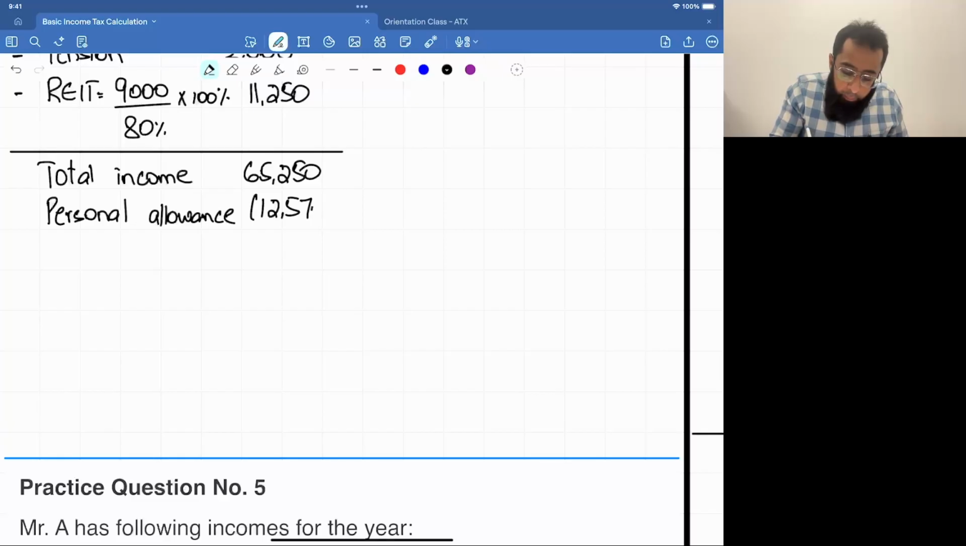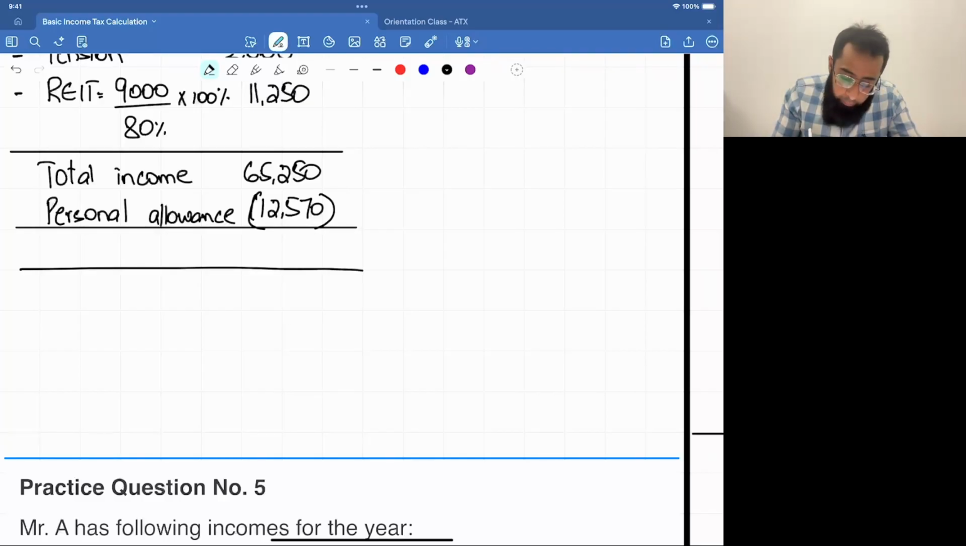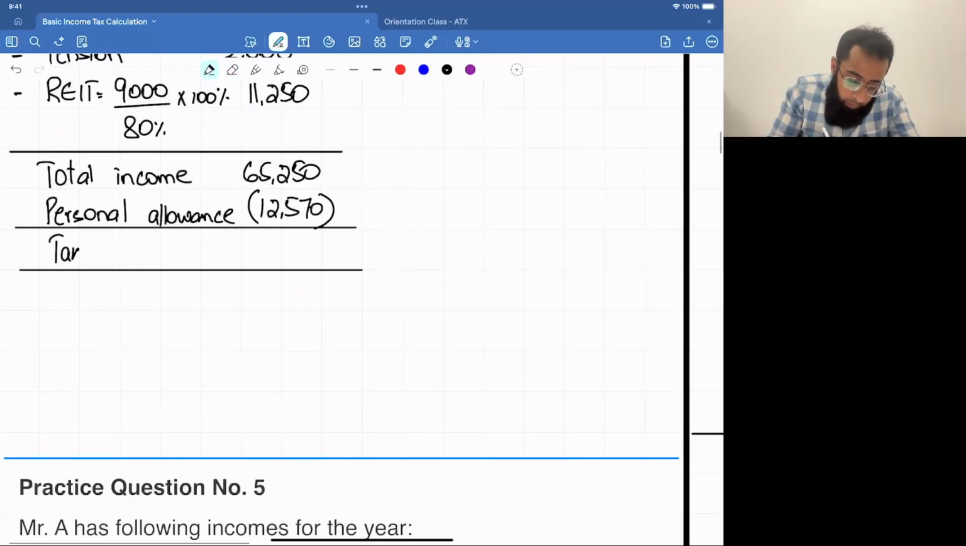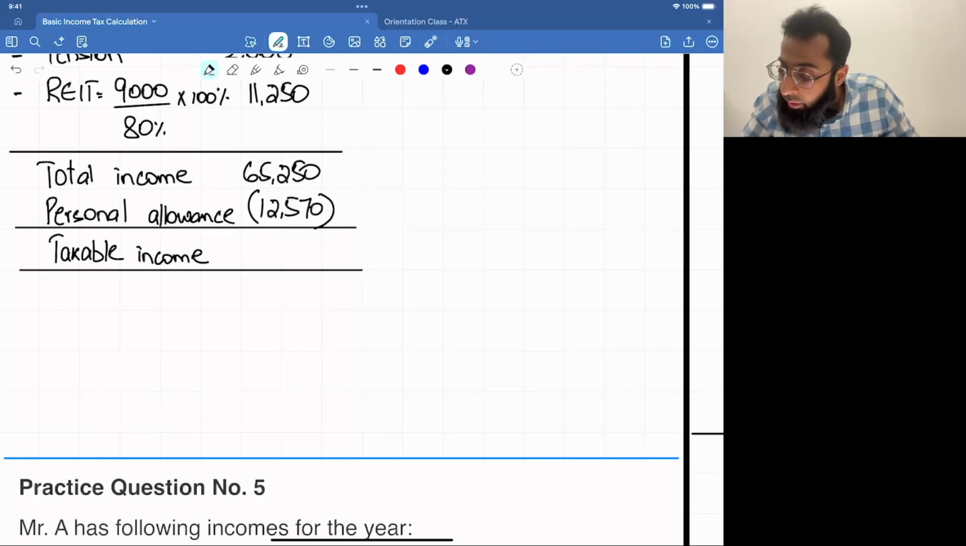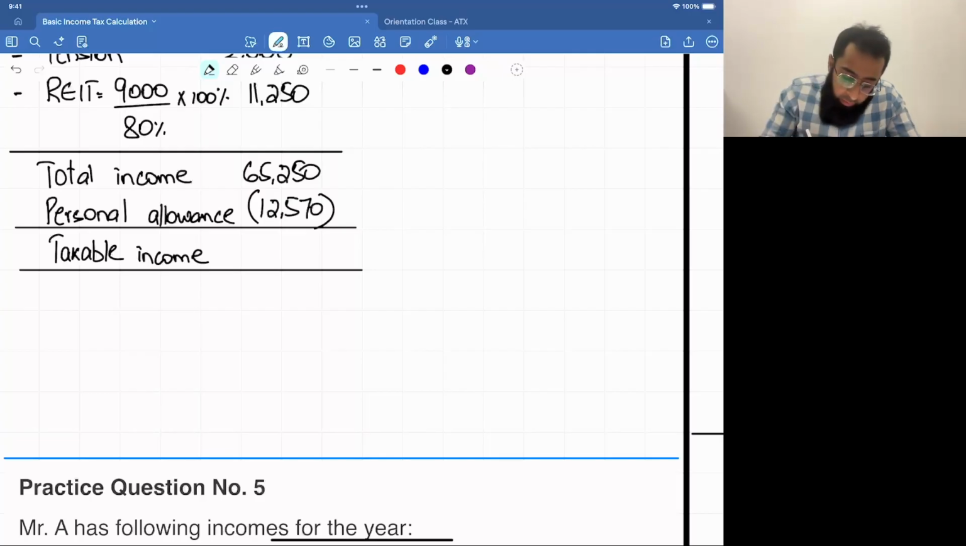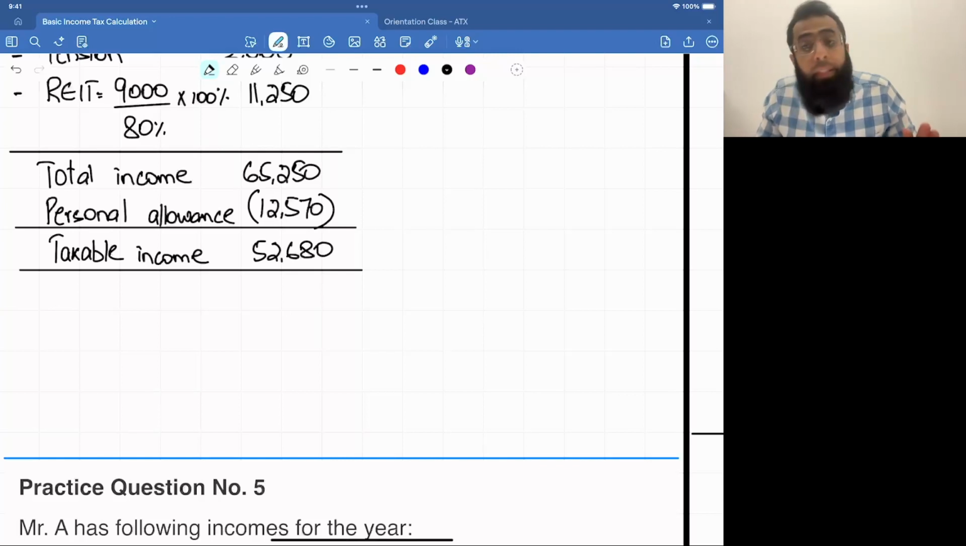12,570 from it. That gives you the taxable income. So what is your taxable income? 65,250 minus 12,570. So it's 52,680. Done? Just listen to me carefully.